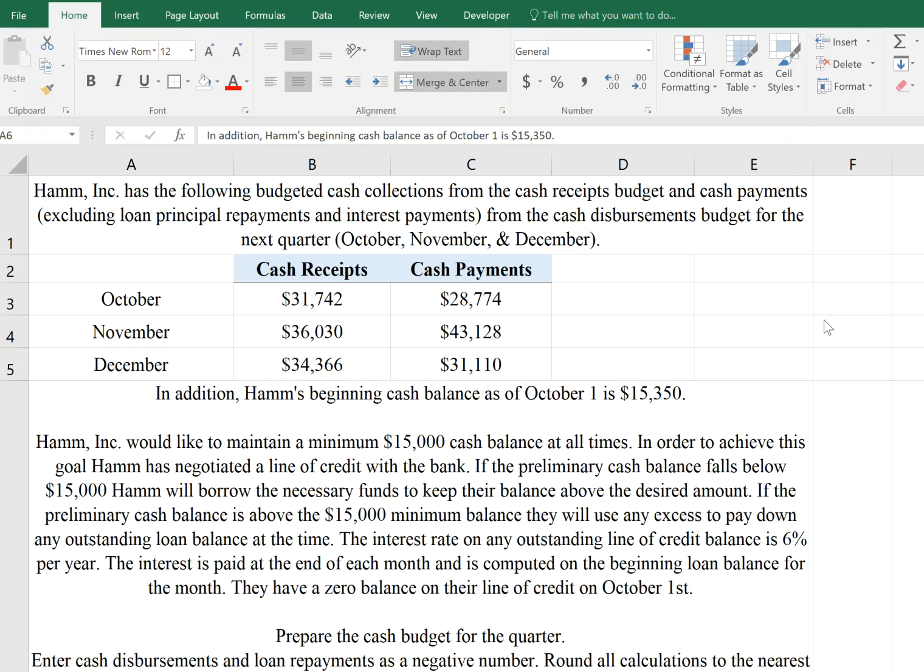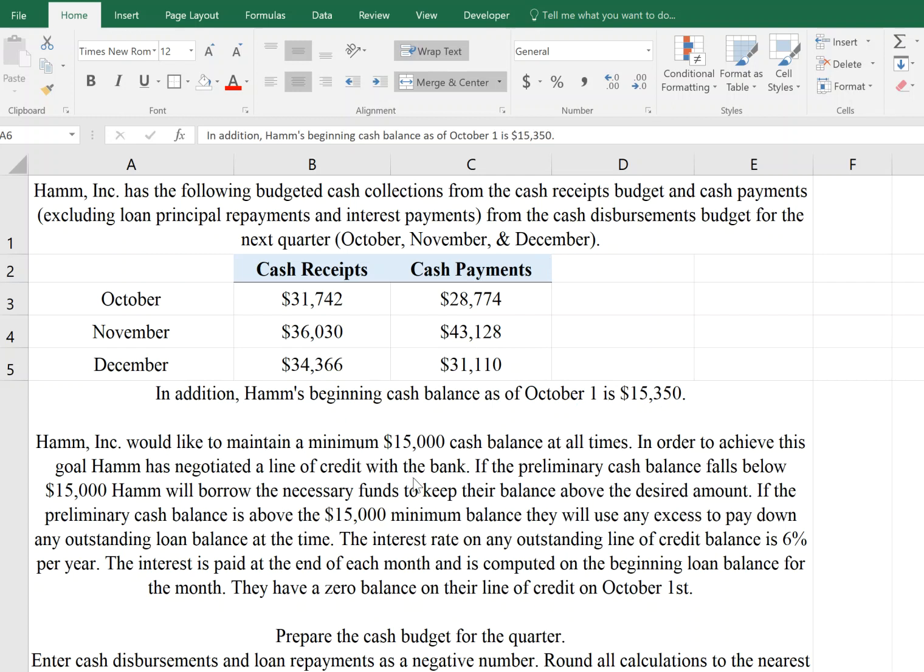Let's look at a cash budgeting problem. So Ham Inc. has the following budgeted cash collections from the cash receipts budget and cash payments, excluding loan principal repayments and interest payments, from the cash disbursements budget for the next quarter, October, November, and December. In addition, Ham's beginning cash balance as of October 1 is $15,350.